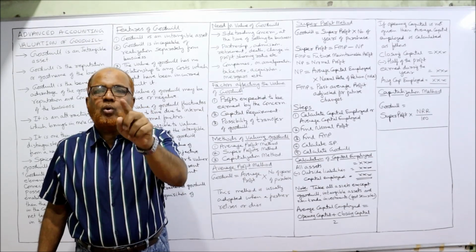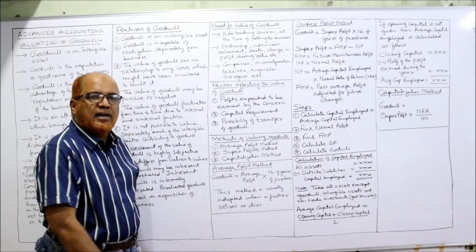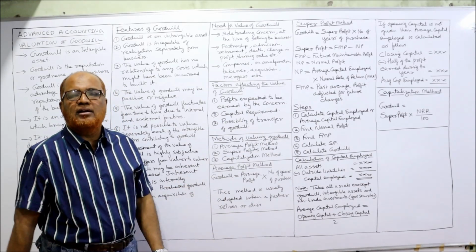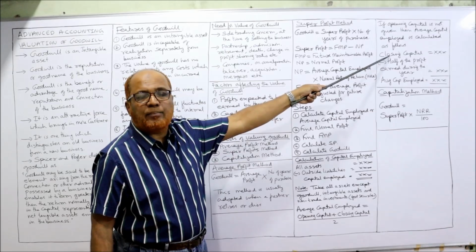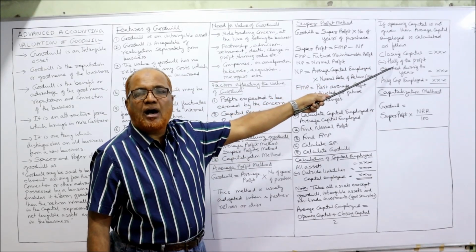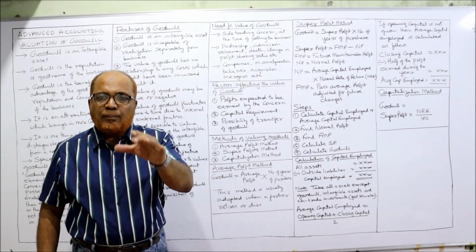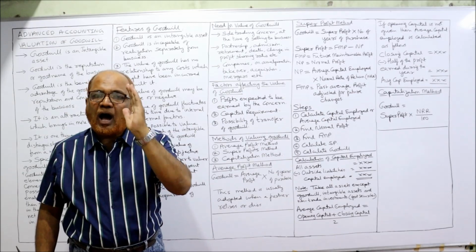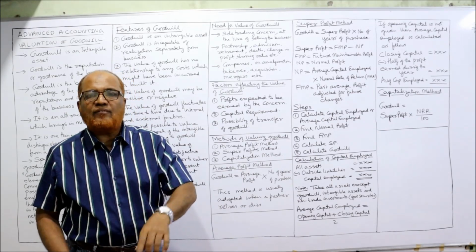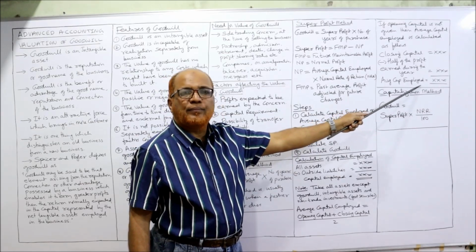But in many problems, opening capital will not be given. So we cannot apply this formula. In that case, the alternative formula is take the closing capital employed minus half of the profit earned during the year. If in the problem, profit earned during the year is given, take half of the profit. Half of the profit earned during the year, deduct it, you will get average capital employed.